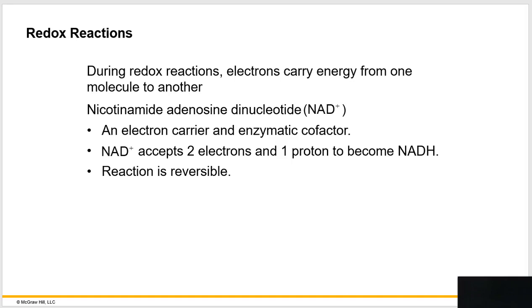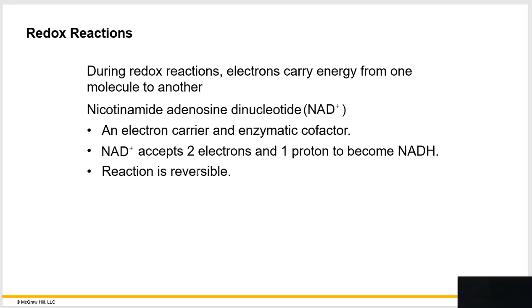Now, whenever NAD plus accepts two electrons and a proton because of the dehydrogenation, it becomes NADH because it's no longer positive. It accepted two electrons and gained basically a hydrogen. The reaction is reversible. That's important. The reason I like to use a dump truck as an analogy is that if you're at a job site, you fill up a dump truck with dirt, the dump truck will then go somewhere else, and they will dump off the dirt. Well, NADH will get those electrons, go to the electron transport chain, dump those electrons off, and now it becomes NAD plus again, and it can come back to the job site and pick up more electrons.